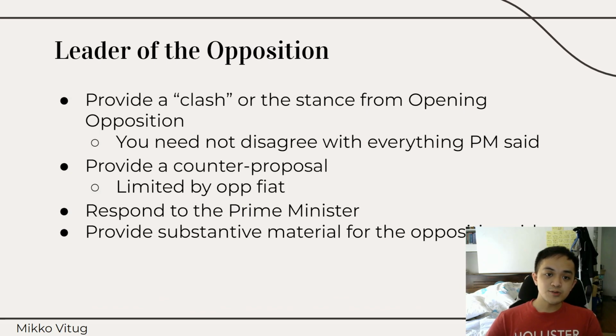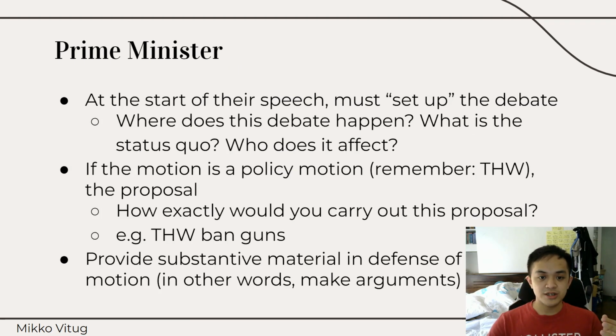Now, you also have the Leader of the Opposition, where you have a clash, or the stance from opening opposition, meaning you need not disagree with everything Prime Minister said. Let's go back to this motion, this house would ban guns. Maybe Prime Minister gives a context where guns are a significant problem, shootings are a significant problem, and we regret them, we don't like them.